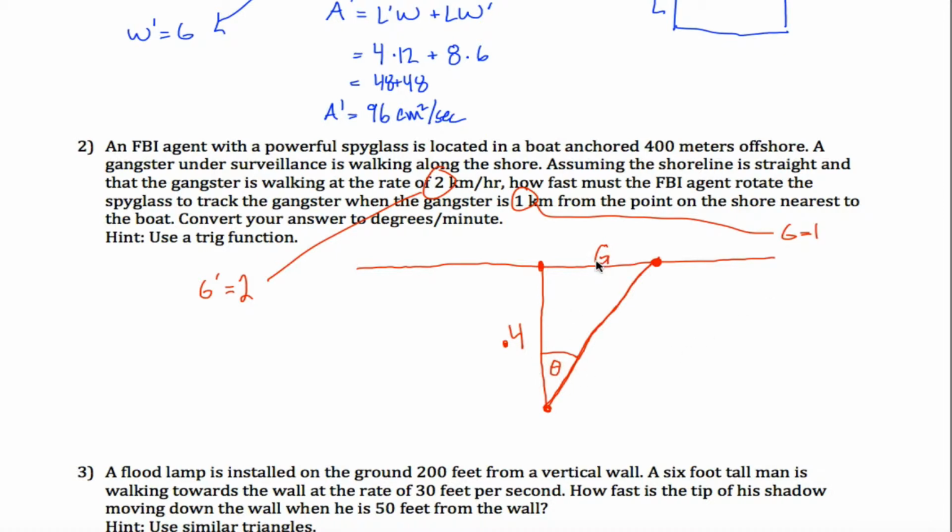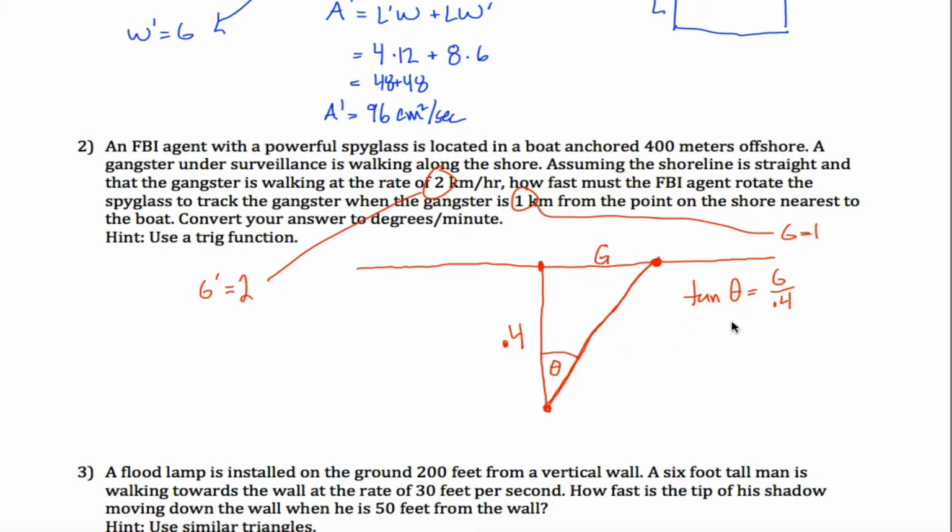Well, there's a few ways you could do it, but the easiest way would be to use the tangent function. You could say the tangent of theta is equal to, using SOHCAHTOA, TOA, tangent is opposite over adjacent. So that would be g divided by 0.4. And this equation right here, I can use to figure out what the question's asking me for. And the question's asking me for theta prime. How fast is this angle changing?